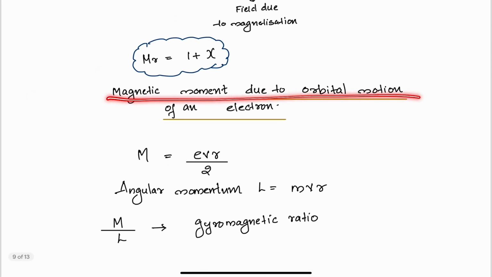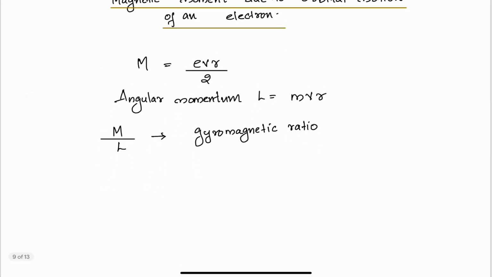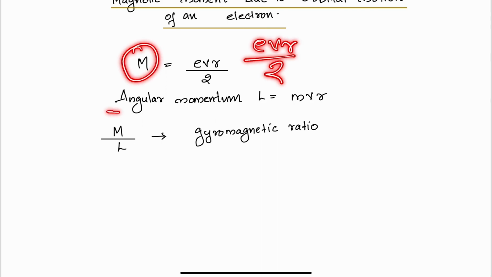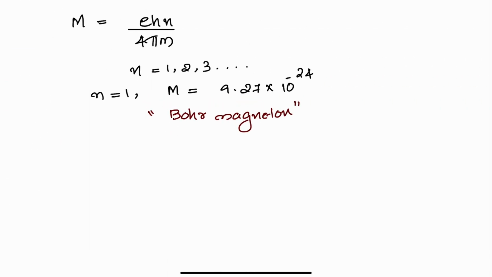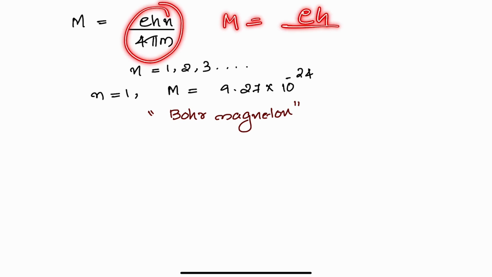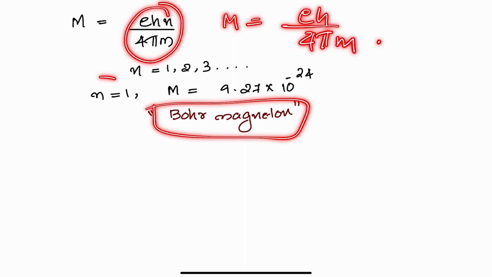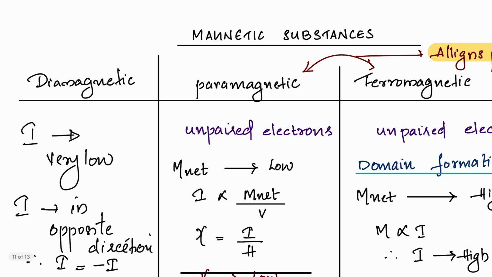Magnetic moment due to orbital motion of an electron: magnetic moment is equal to e v r by 2. Angular momentum is equal to m v r. Their ratio is the gyromagnetic ratio. M is equal to n e h by 4 pi m. It is the Bohr magneton when n is equal to 1 in case of hydrogen.